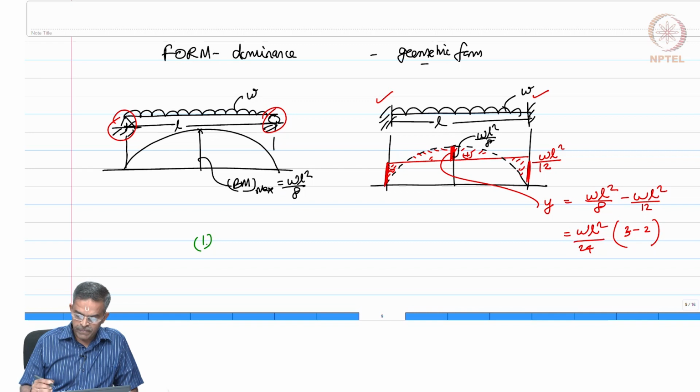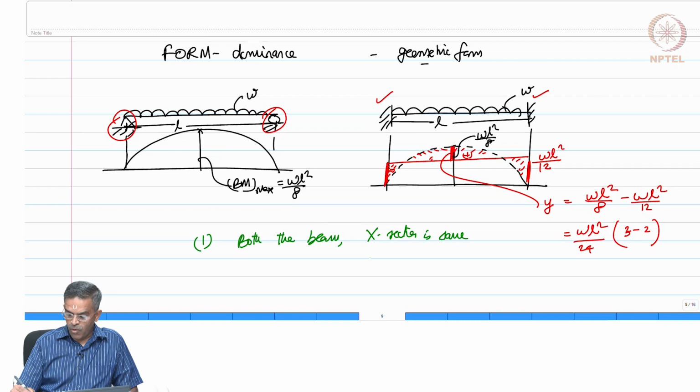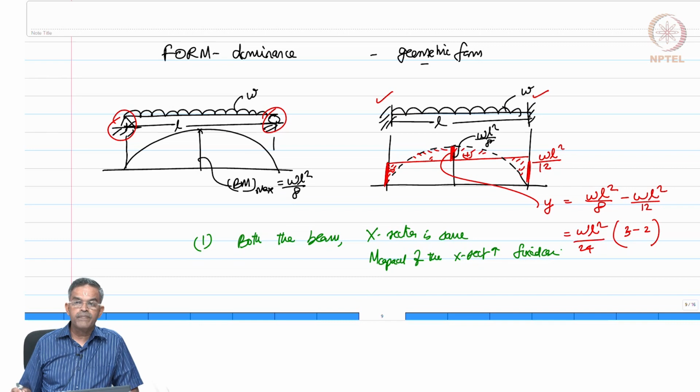One, in both the beams, if the cross section is same, then the moment capacity of the cross section is higher in the fixed case. On the other hand, the maximum bending moment at the critical section is lesser in the fixed case.